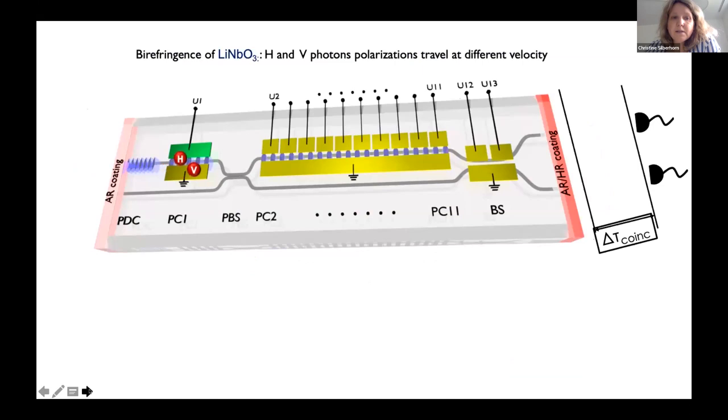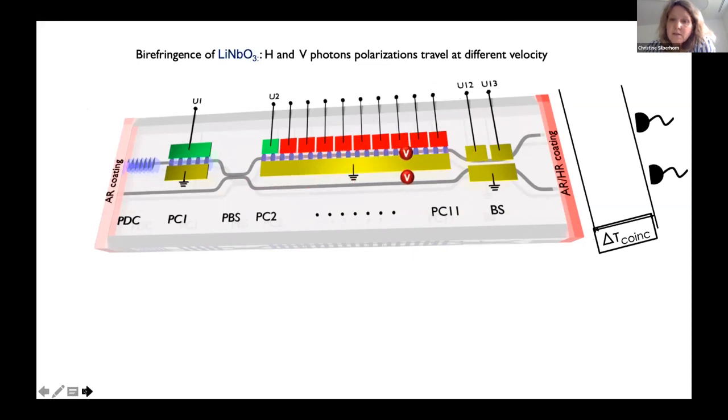So we have a PDC where a pump photon is decaying into signal and idler photons. We have here a polarization converter. I will explain in a minute why we have that. We split our two photons into two parts. And then we have another polarization converter, which is segmented. What we're exploiting to implement this switchable delay is the birefringence of lithium niobate. H and V photons travel at different speeds.